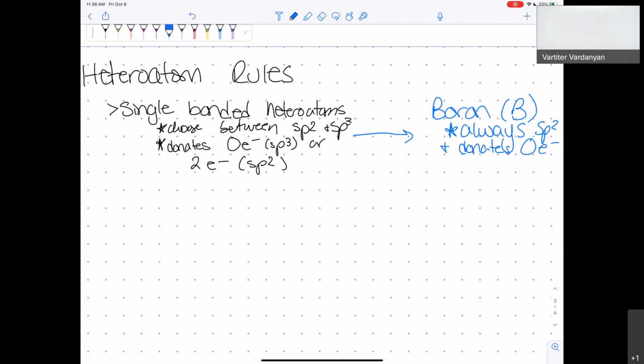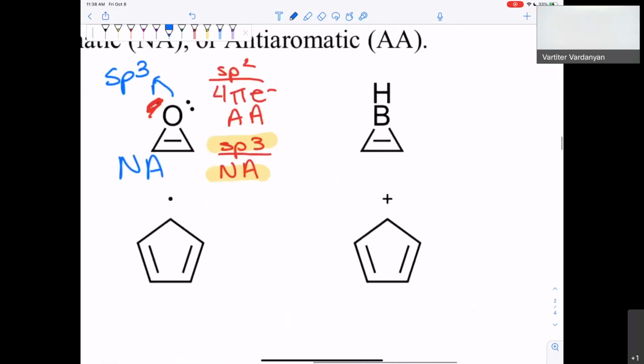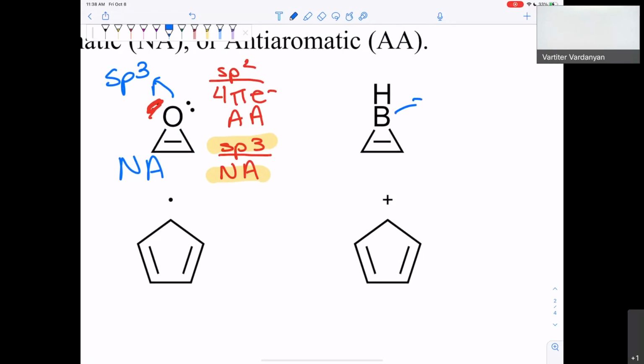Okay, so if we go up here, I'll put this oxygen one on the side as like a reference, I guess. So boron, we said, is always sp2, but it donates 0 electrons. So how many pi electrons does this system have? 2, because it only has the electrons from the double bond. So if it has 2 pi electrons, can we say that it's cyclic, planar, and fully conjugated? Yes. Okay. So would that be aromatic or anti-aromatic? Aromatic.